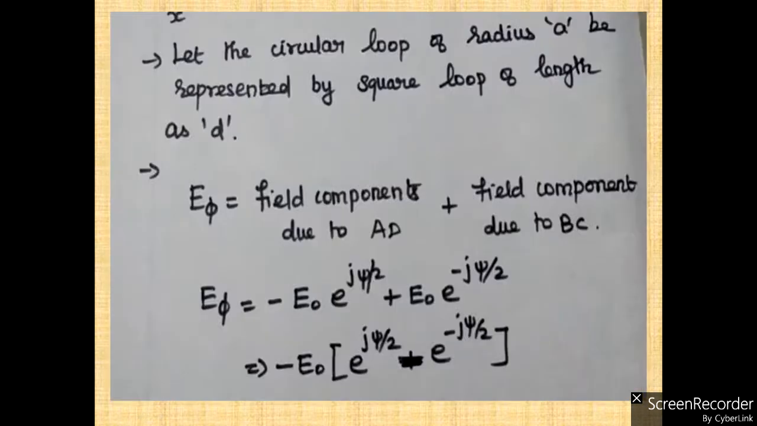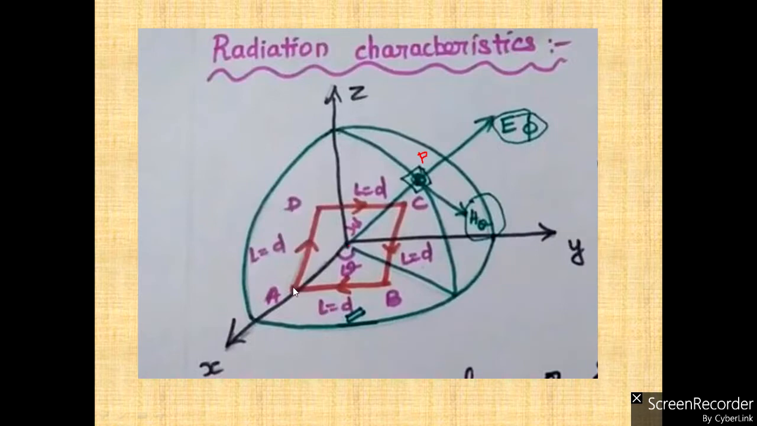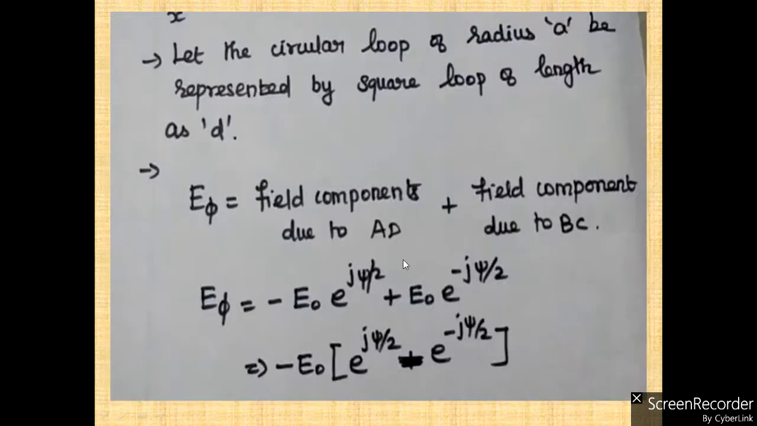Now, the field component E phi is the field component due to AD plus the field component due to the length BC. So if we see the figure, we are going to calculate the field component E phi due to the loop AD and then BC. So coming here, the field component, now we assume that the electrical field due to that is constant in terms of magnitude and opposite in phase.